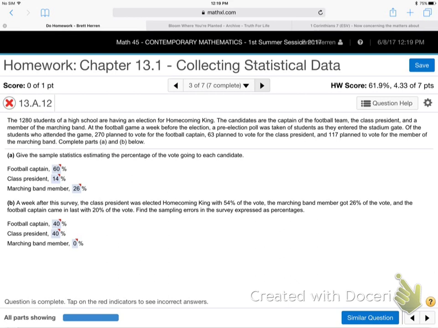Of the students who attended the game, 270 planned to vote for the football captain, 63 for the class president, 117 for the marching band. That was their plan. That was the poll taken ahead of time, right? Okay, give the sample statistics estimating the percentage of the vote going to each candidate.